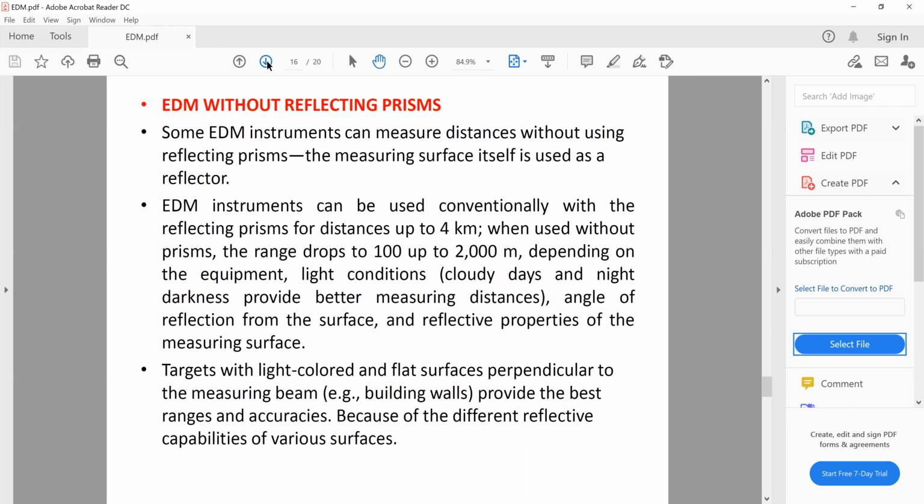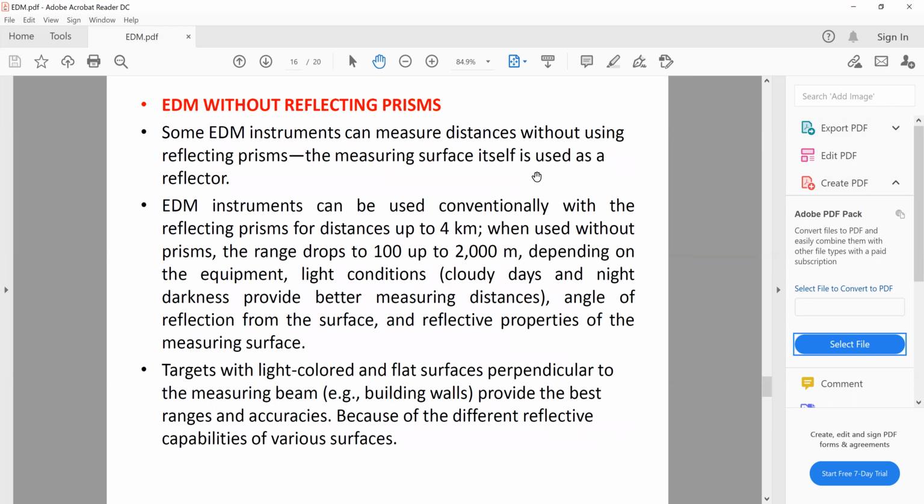So some EDM instruments can measure distances without using reflecting prisms. The measuring surface itself acts as a reflector, and EDM instruments can be used conventionally with the reflecting prisms for distances up to 4 kilometers. When used without the prisms, the range drops to 100 to 2000 meters.